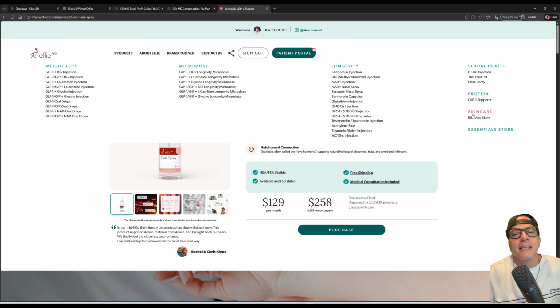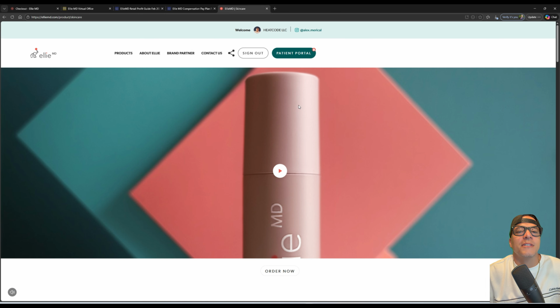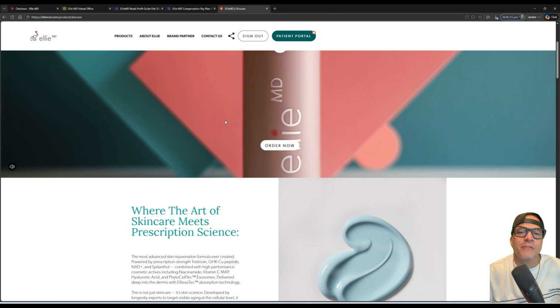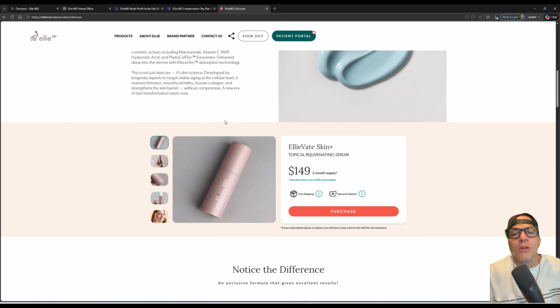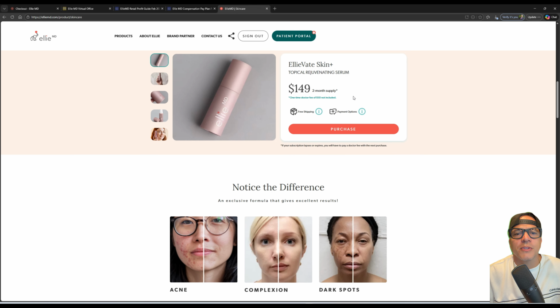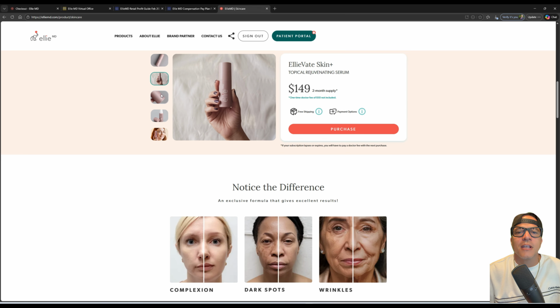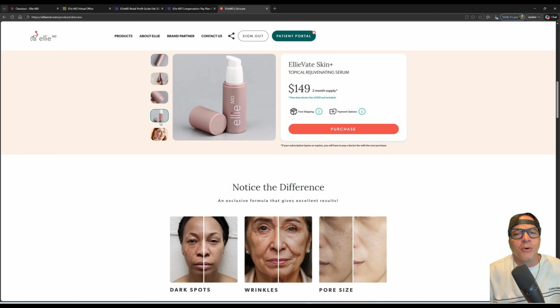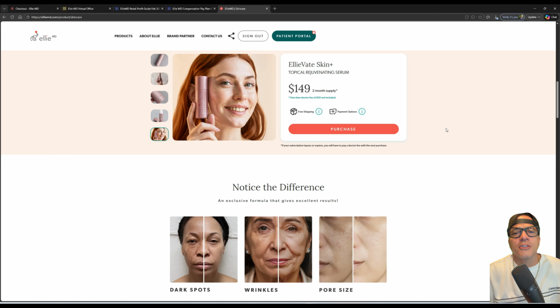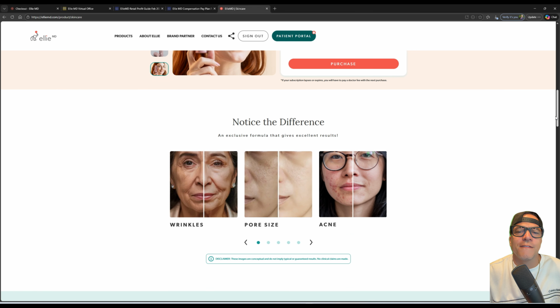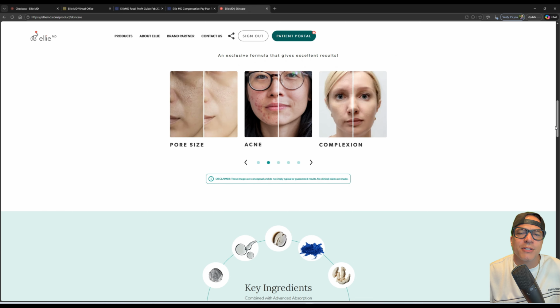Let's get into the skincare side of EllieMD. This includes Elevate Skin Plus Topical Rejuvenating Serum. It is an all-in-one skin health solution with ingredients including tretinoin and other rejuvenation-focused actives. Tretinoin and exosomes are now the gold standard that accelerates cellular turnover. It improves texture, fades dark spots, and visibly reduces fine lines.